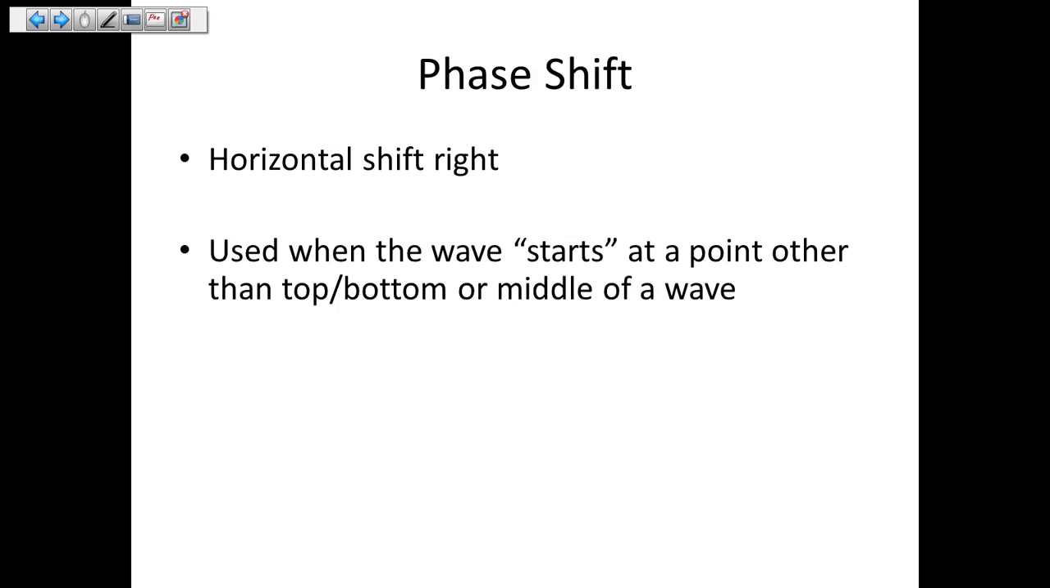Now, basically we use this when the wave, quote-unquote, starts at a point other than the top, bottom, or the middle of a wave. What I mean by starts is if it's going through the y-axis not at the middle of the wave, not at a crest, not at a trough. It's starting at some oddball point. And you'll spot them right away when they're not quite right. That's when we use a horizontal shift.